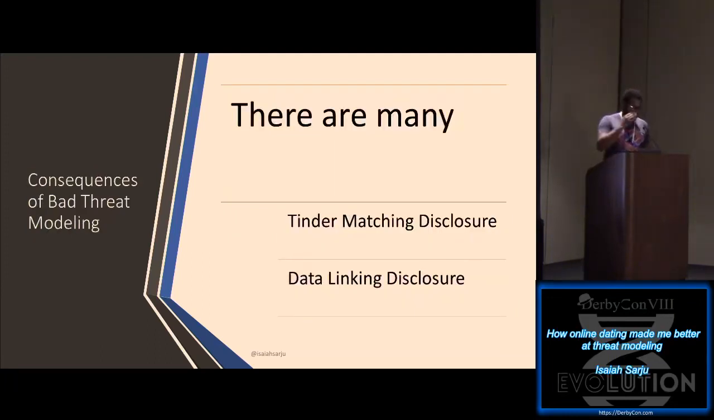So what are the consequences of bad threat modeling? There are many. I'm going to take two examples. The Tinder matching disclosure that you all probably heard about from Checkmarx, and then data linking, which is an important aspect around privacy when you're doing threat modeling. So we're going to just talk about how you can do data linking and why you might be putting your users at risk without knowing it.